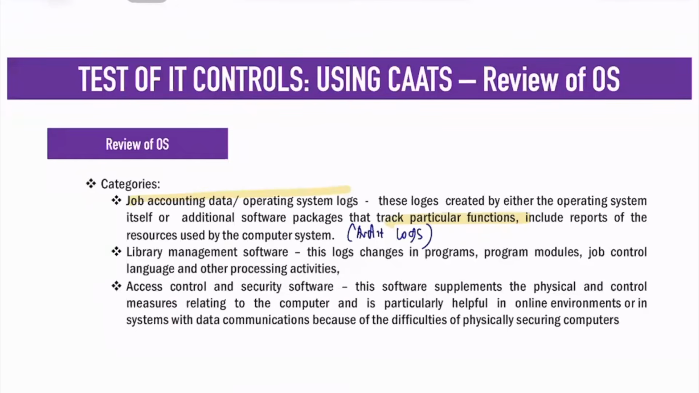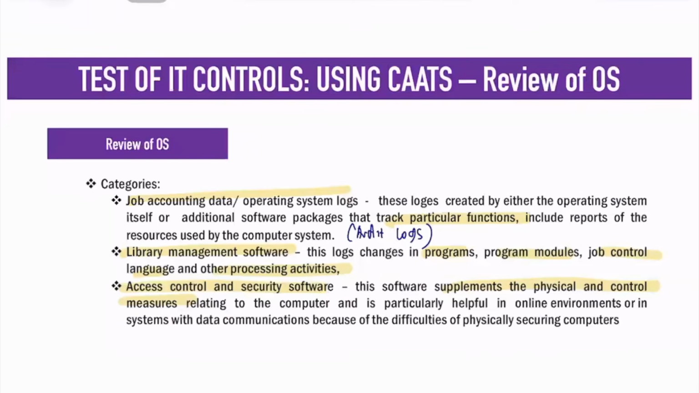Next, we have your library management software. This logs your programs, program modules, job control language, and other processing activities. Next, we have your access control and security software. This software supplements the physical and logical control measures relating to the computer and is particularly helpful in an online environment. Okay, so those are your different CAATs.